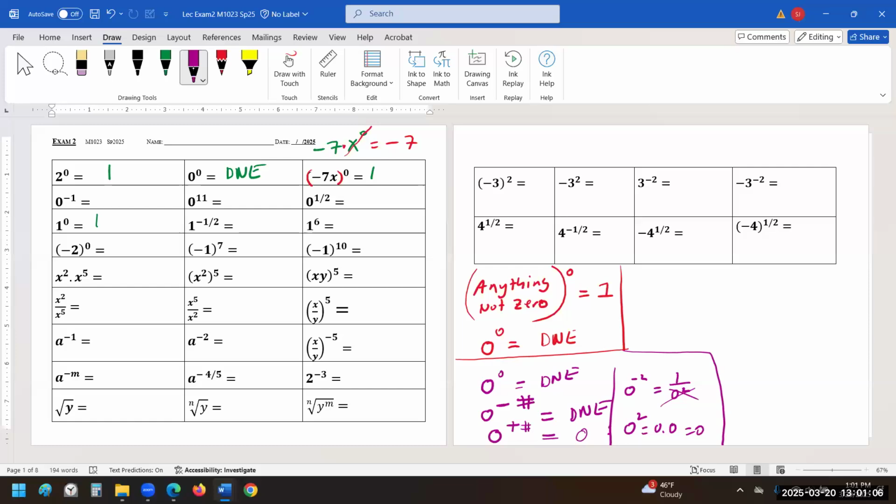So what is 0 to the negative 1? 1? Negative power, come on. Doesn't exist. What is 0 to the 11th power? 0. What is 0 to the 1/2 power? Still 0. As long as the number is positive, it doesn't matter what number you have. You can have a whole number, you can have a fraction, it doesn't matter. The thing is the sign. If the power has a positive sign, it's 0.